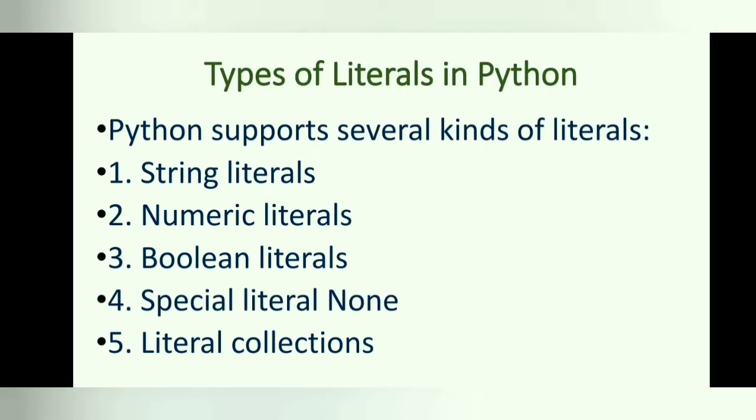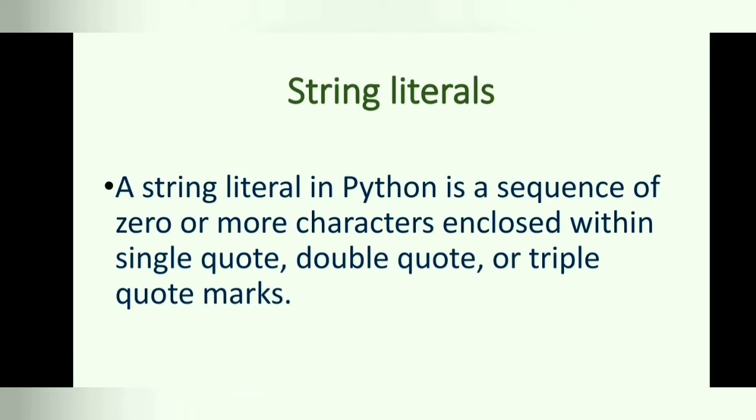Types of literals in Python. Python supports several kinds of literals: string literals, numeric literals, Boolean literals, special literal None, and literal collections. String literals. A string literal in Python is a sequence of 0 or more characters enclosed within single quote, double quote or triple quote marks.